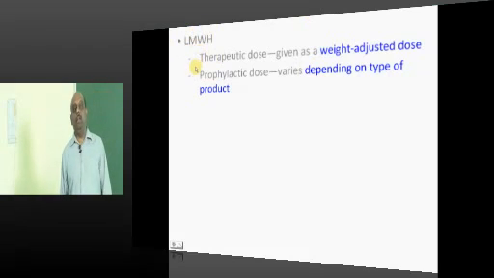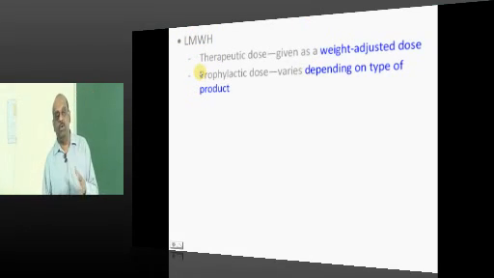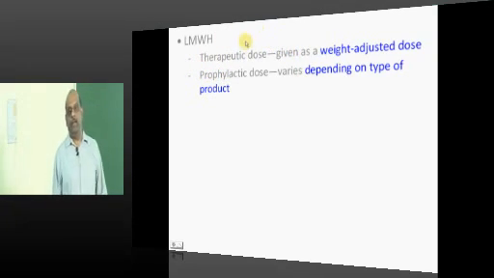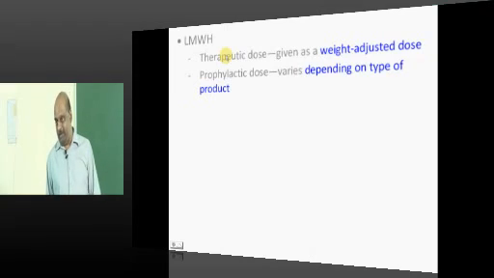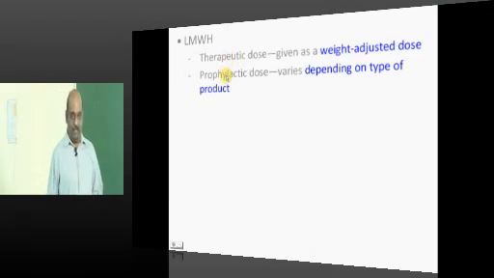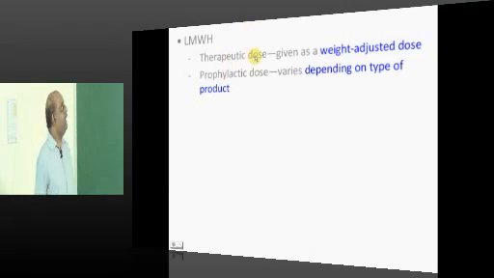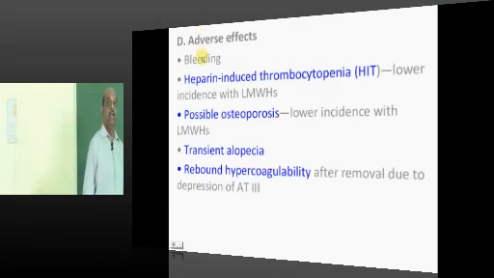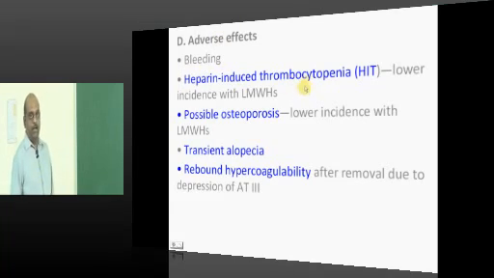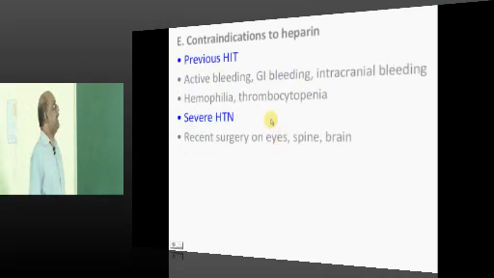And whenever you are giving low molecular weight heparin, on what basis do you decide the dosage? It is the weight of the patient, which is the parameter on which low molecular weight heparin dosing is based: 60 kg, 90 kg, 100 kg, 120 kg, there is a different calculation based on the weight. Now the adverse effects of heparin, as you already know: HIT can be there, osteoporosis in the long term if you use heparin, transient alopecia, rebound hypercoagulability. Anything can be the problem.